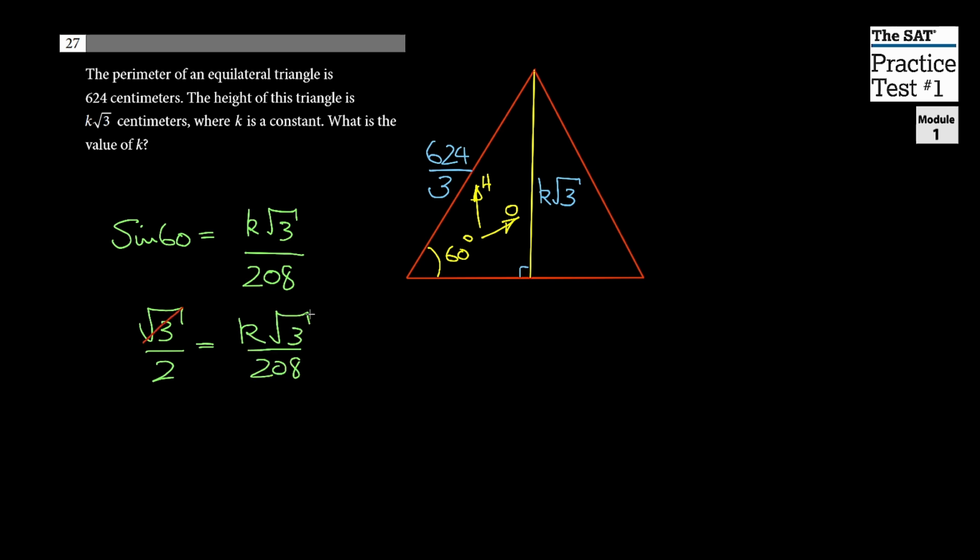The root 3's cancel. And 2 goes into 208 104 times. Got 1 on this side, so therefore I can say that k must be equal to 104. And that's the answer they want.